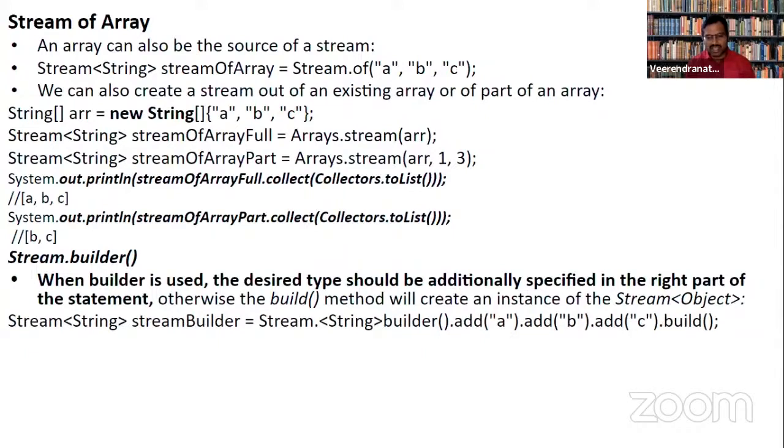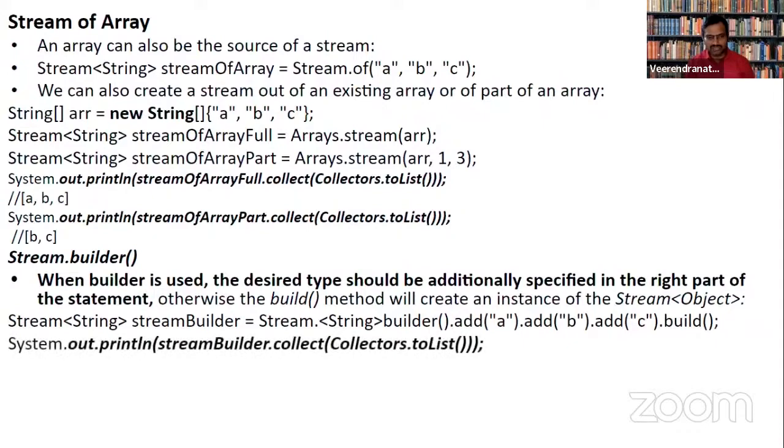So which can add the elements A, B, and C to the list. So exactly what is happening here? We are creating A, B, and C that were added to the list. So exactly what is it? It is nothing but a stream builder. So when I'm saying stream builder, what exactly is a stream builder?